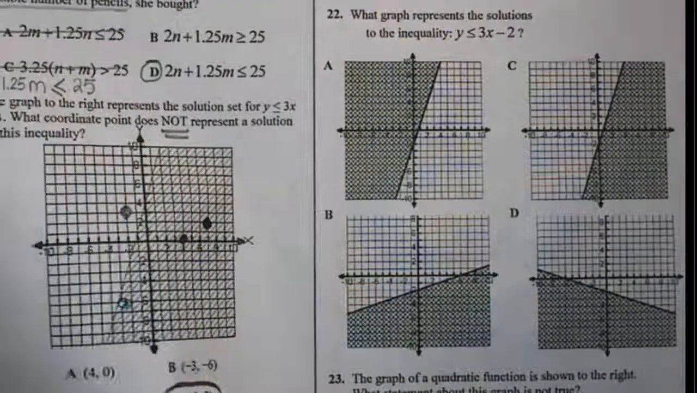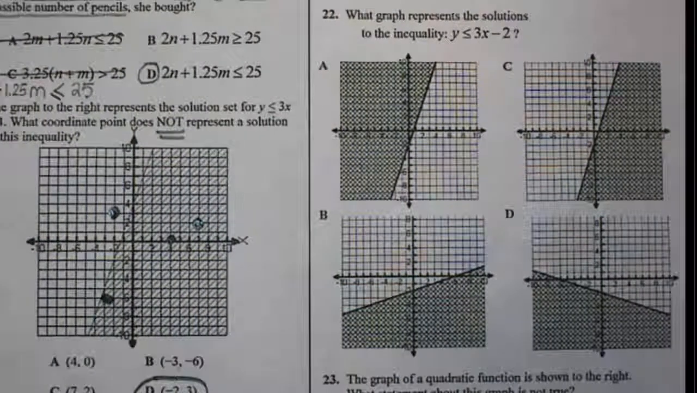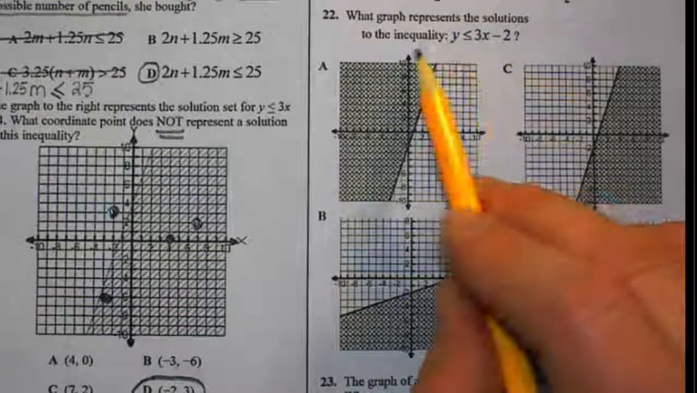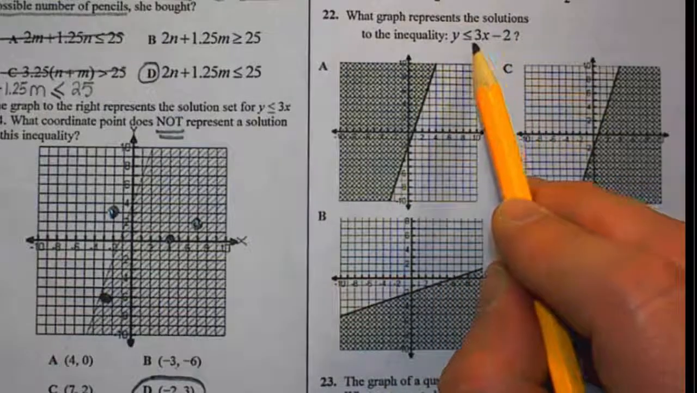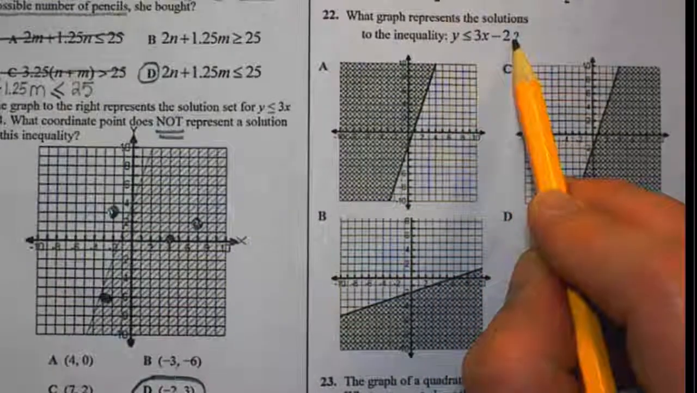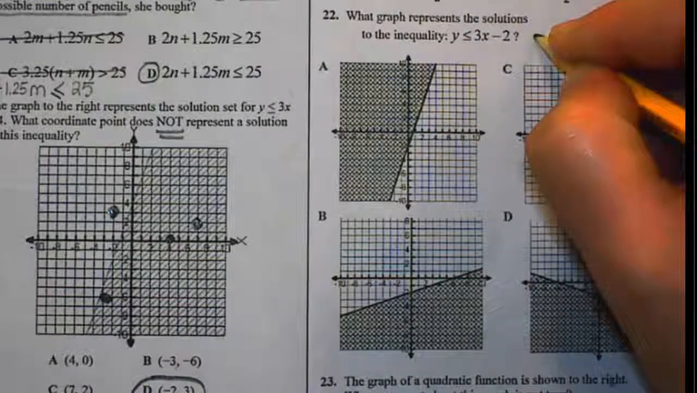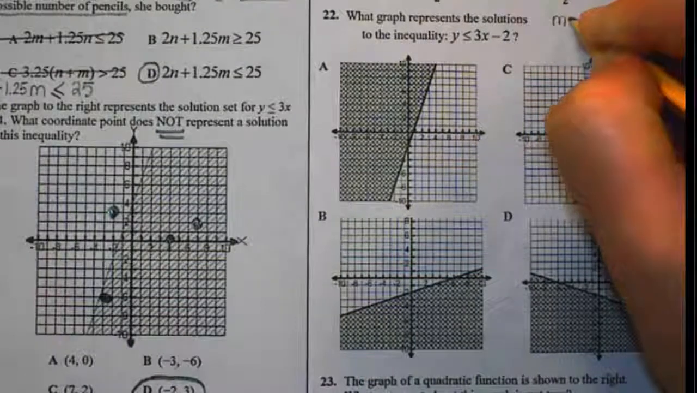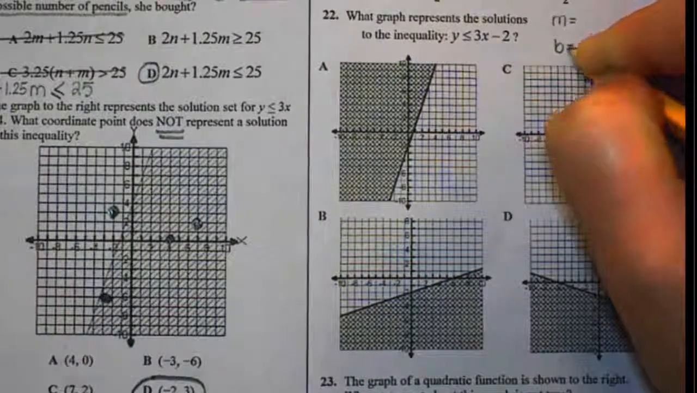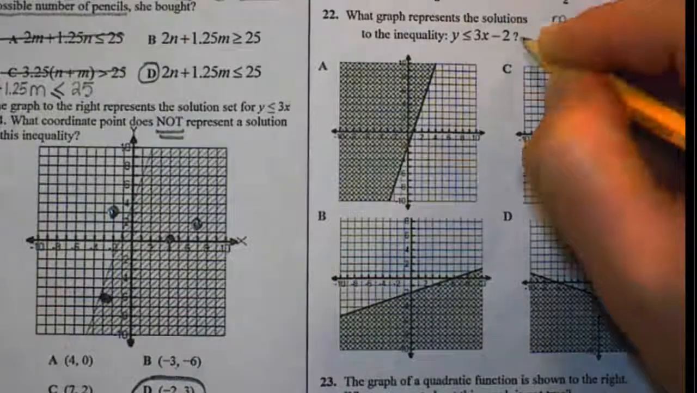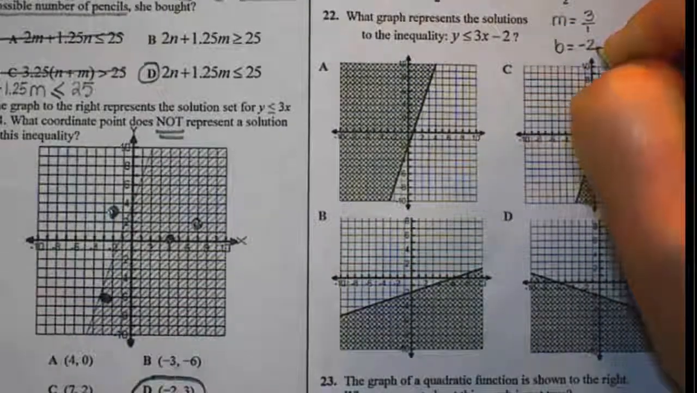Question number 22 says, which graph represents the solution to the inequality y less than or equal to 3x minus 2? One of the good things about this problem is the y is already alone, so you can identify letter m, the slope, and the y-intercept. The slope is 3 over 1, and the y-intercept is negative 2.